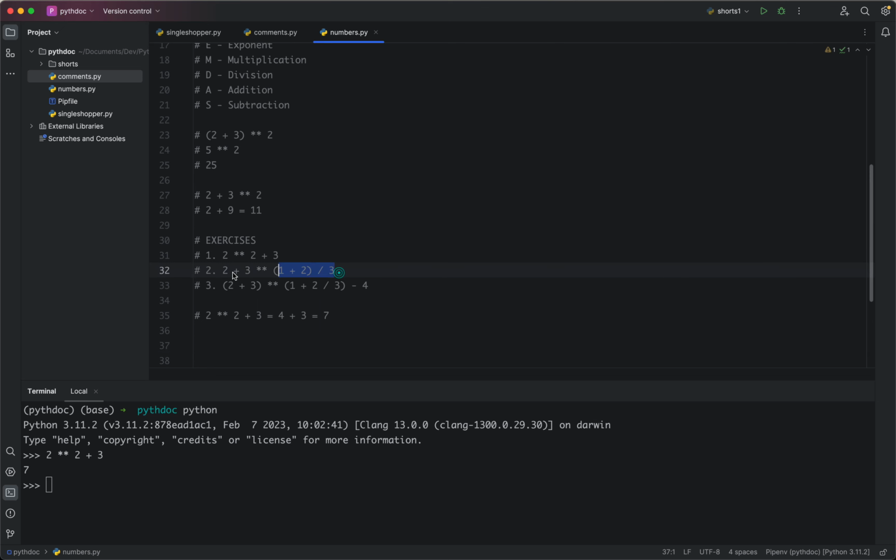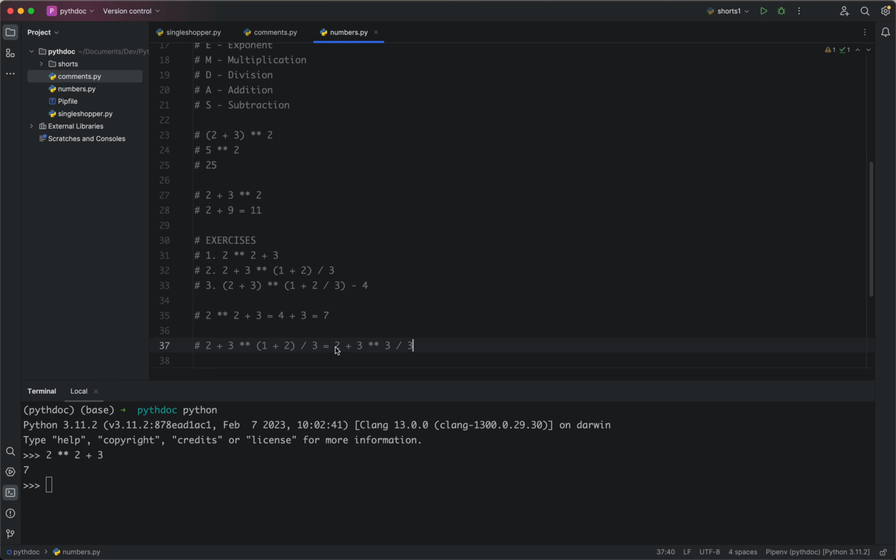The next one is this: 2 plus 3 raised to power of parentheses 1 plus 2, divided by 3. As you look at that formula, we have parentheses here, and so that'll be the first thing to solve. So let's write everything else and solve what we have in that parenthesis. In the parenthesis we have 1 plus 2. 1 plus 2 gives us 3, right? And that'll be 3 divided by 3.